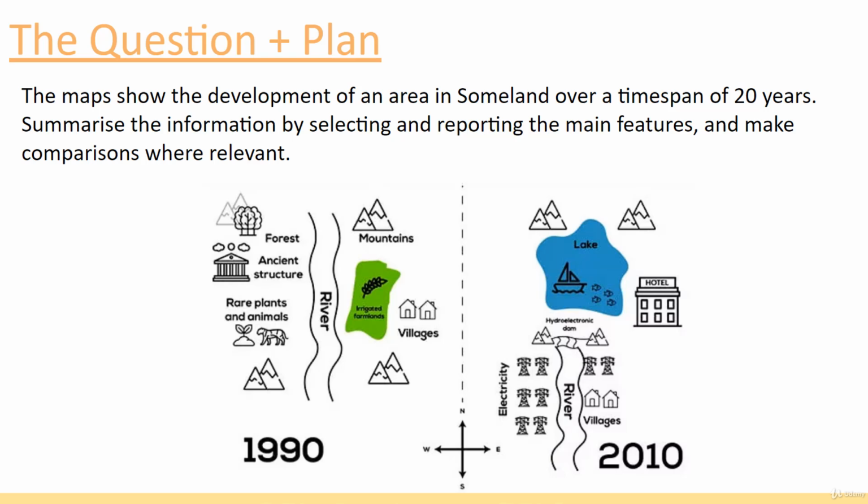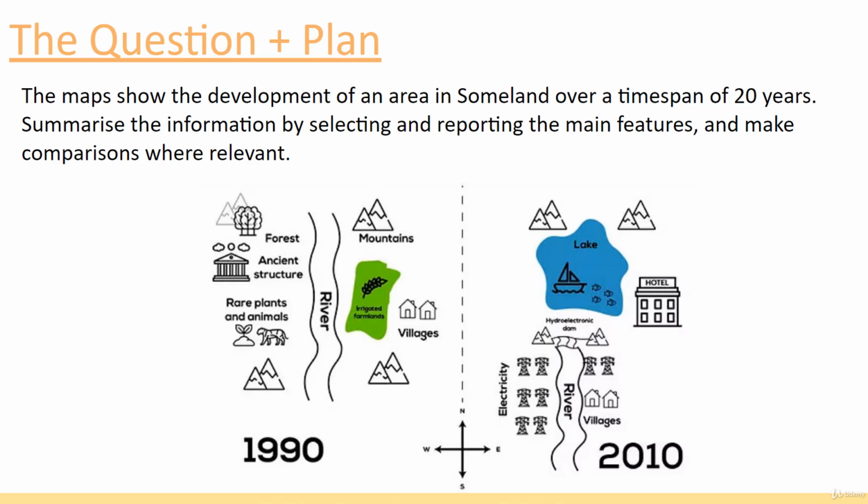So let's just take another look at this map. So 1990, I can see through the middle of the map we have a river. To the left we have a forest at the top, ancient structure, rare plants and animals, as well as some mountains sort of scattered around each corner of the map. To the right, to the east of the river, there's some farmlands, irrigated farms, and a village too. Okay, so sounds like quite a nice place.